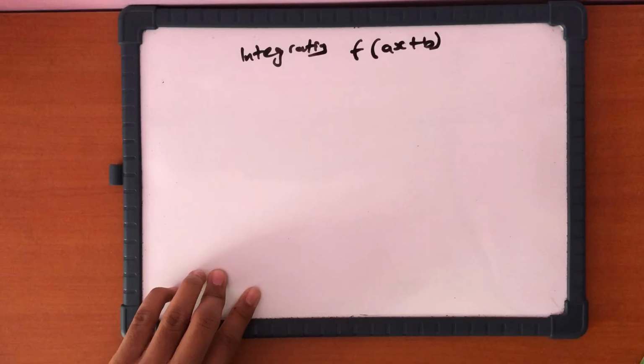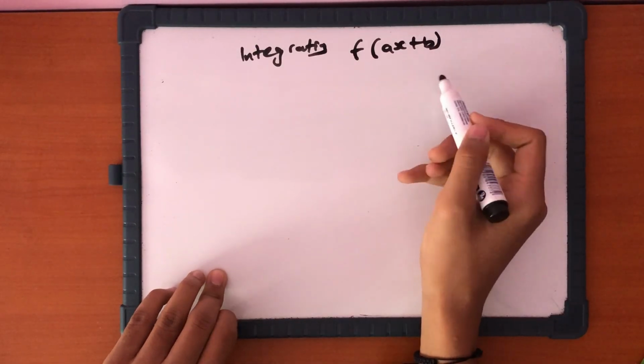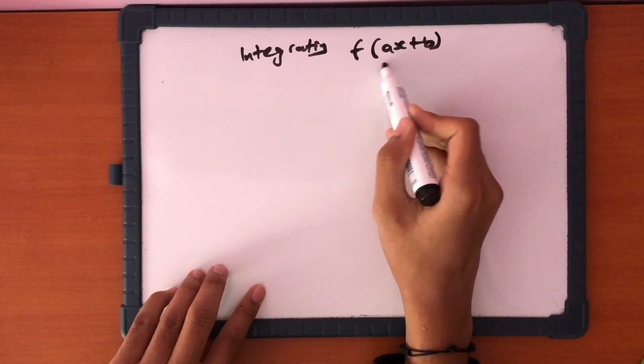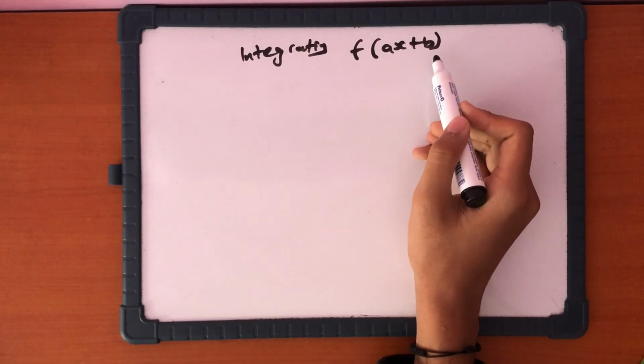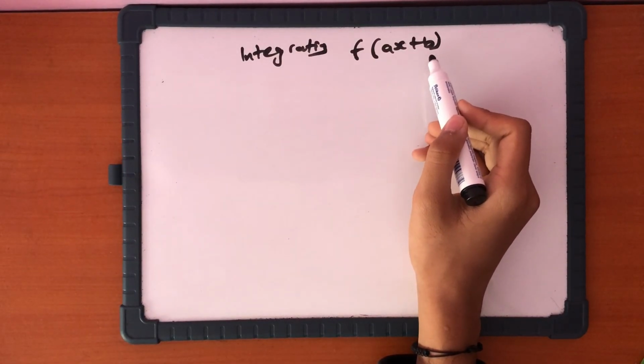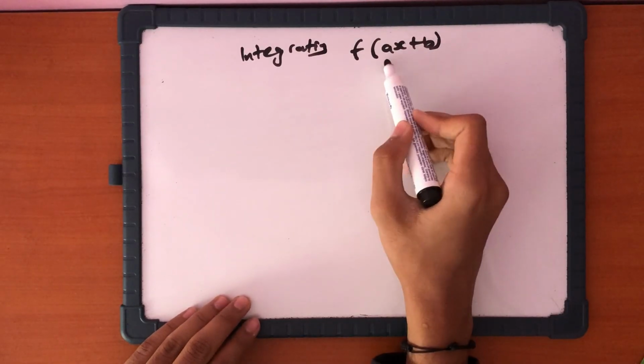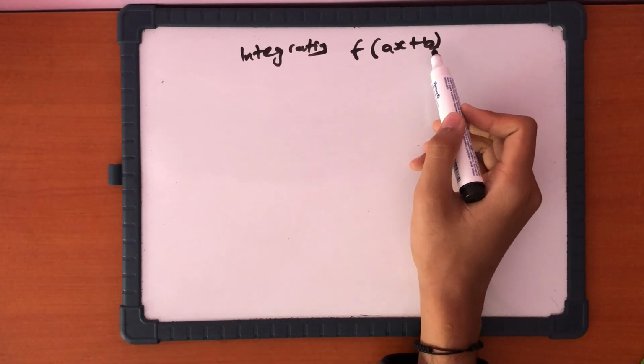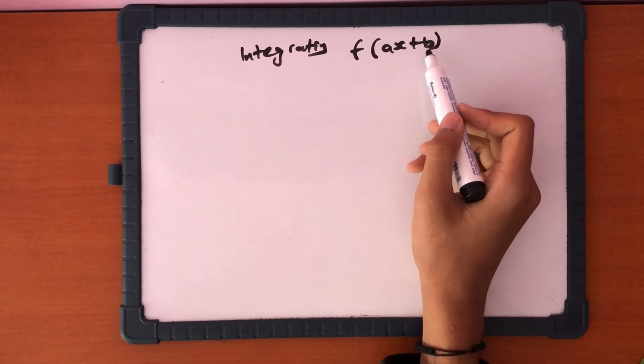So what does this mean? It means this is a composite function. Firstly, the outside function is f and the inside function is ax plus b. You'll get to know what I'm talking about. So it's really easy to integrate this by kind of reversing the chain rule of differentiation.